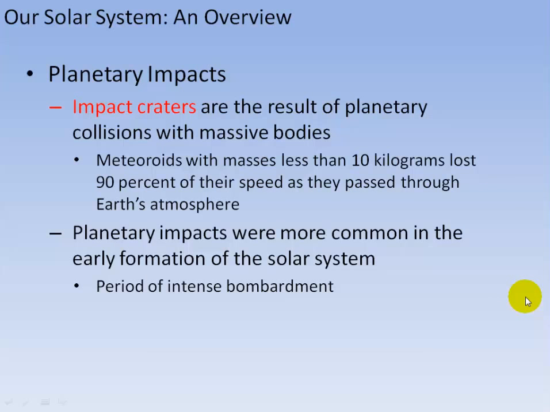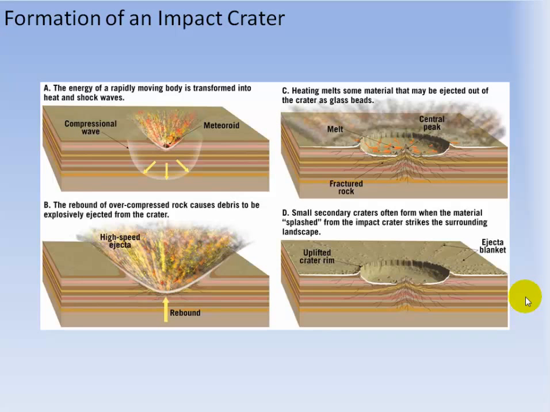Planetary impacts. Impact craters are a result of planetary collisions with massive bodies. Meteoroids with masses less than 10 kilograms lost 90% of their speed as they passed through Earth's atmosphere. Planetary impacts were more common in the early formation of the solar system, during periods of intense bombardment.